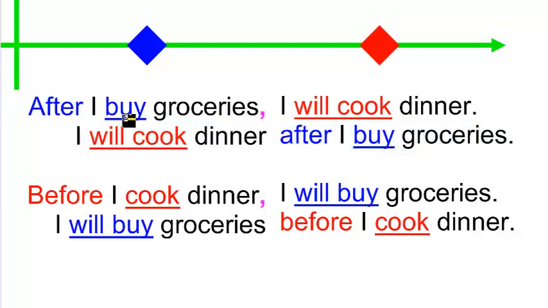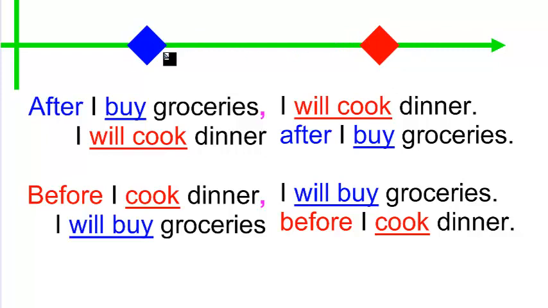So that's the way you can change the position of after from the beginning with a comma to the middle. Simple as that. The same thing with before. You could say, before I cook dinner, I will buy groceries. Or you could say, I will buy groceries before I cook dinner. The importance here is that you have to be careful with the order of the events.